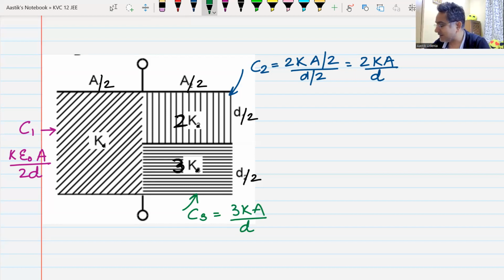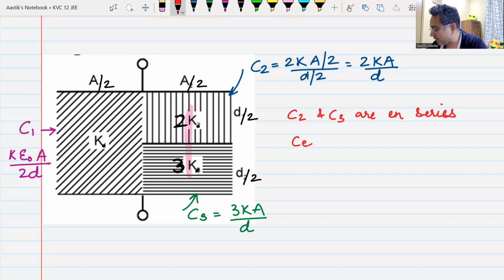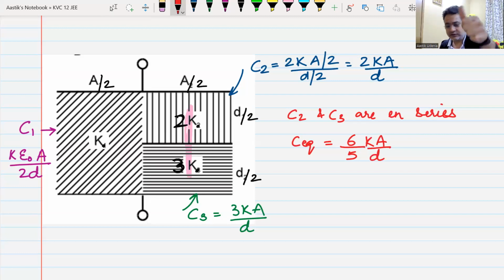Now these C2 and C3 capacitors are connected in series. Yes or no? So your C2 and C3 are in series. So you can tell me the effective capacitance. Don't worry about that K, but just look at 3 and 2. So 3 into 2 divided by 3 plus 2. So this will be equal to 6 by 5 K A by D. Do we understand this? Yes or no? Now this one and C1 are in parallel. Do we understand this?